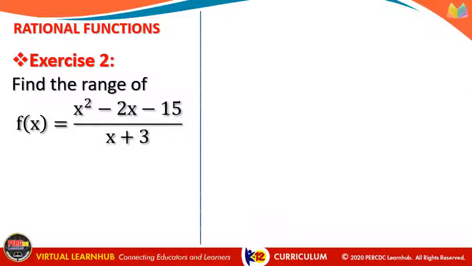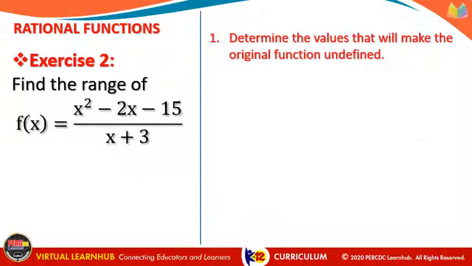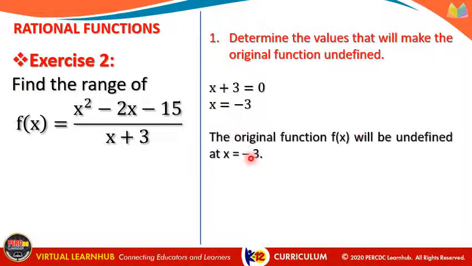Again, step 1, ano yung mga values ng x na magpapa-undefined sa original function natin? Ang binabantayan lang natin ay yung x plus 3. Yung x plus 3 hindi pwedeng maging 0. Therefore, gawin natin ganito. I-equate natin ito sa 0. Solve for x, ang lalabas negative 3. Ibig sabihin nito, yung value ng x mo ay hindi pwedeng negative 3. Kasi nga, if that's the case, magkakaroon ka ng division by 0. Hindi pwede yon.